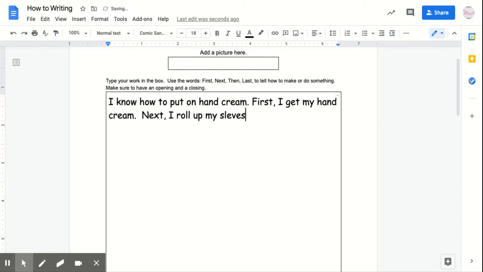You know how you roll your sleeves up before you put hand cream on? And for me, and take off my ring. I have a ring on my finger, so I take it off before I put my hand cream on. That's what I do. So let me read through. I know how to put on hand cream. First, I get my hand cream, period. Next, I roll up my sleeves and take my ring off.